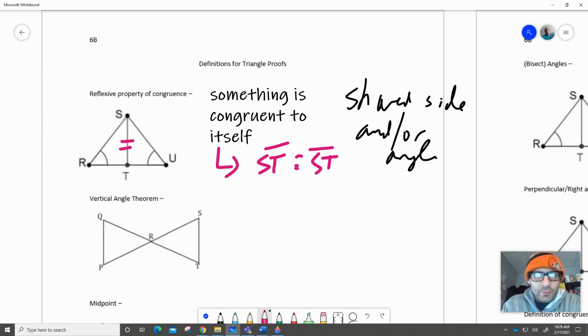Kind of obvious, but when we make our proofs, we still need to document that as we go through our two column proofs, which we're going to look at the structure of in the second video. Right now, I just want to give you these definitions and the context of these definitions in terms of proof. So that's the reflexive property of congruence.